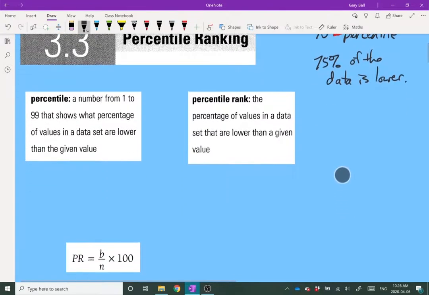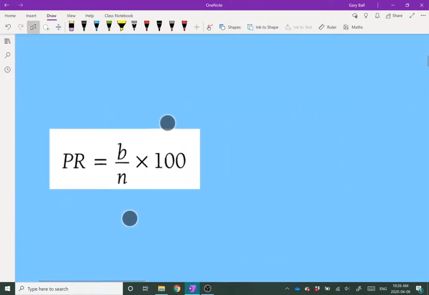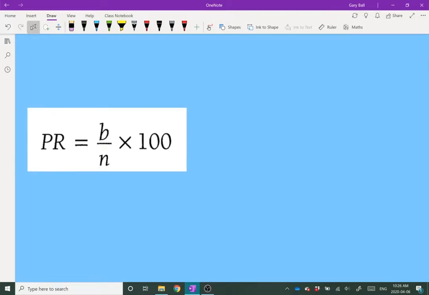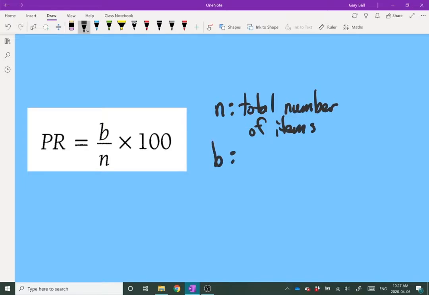Let's take a look at what the formula looks like. It's really quite simple. Percentile rank equals B over N times 100. N is the total number of items. And B is the number that are below what you are looking at. Number below your number.